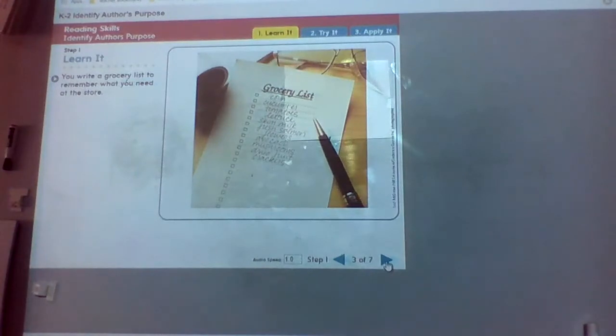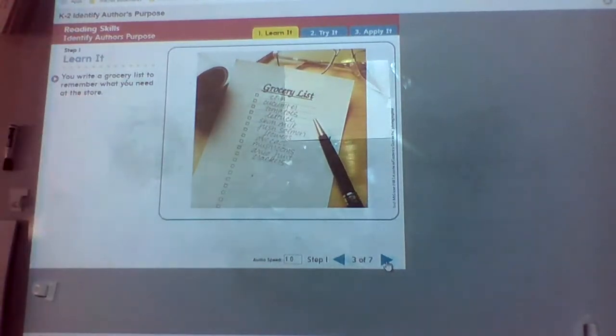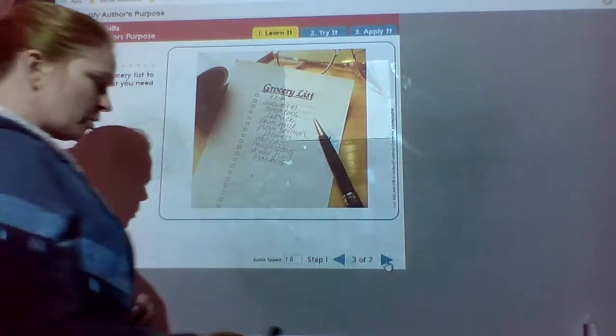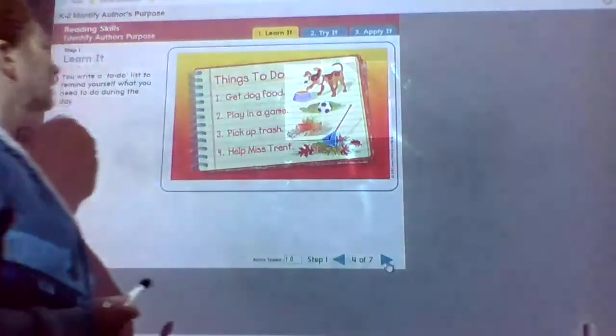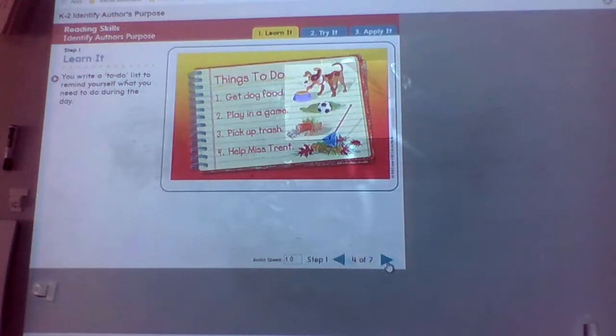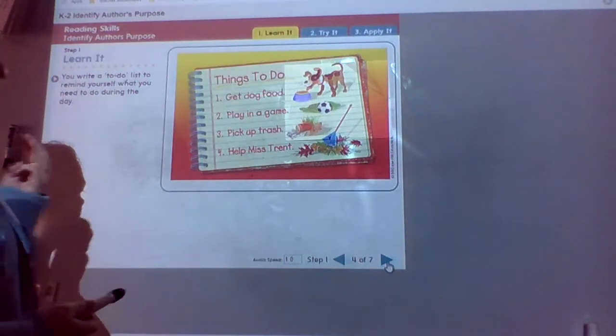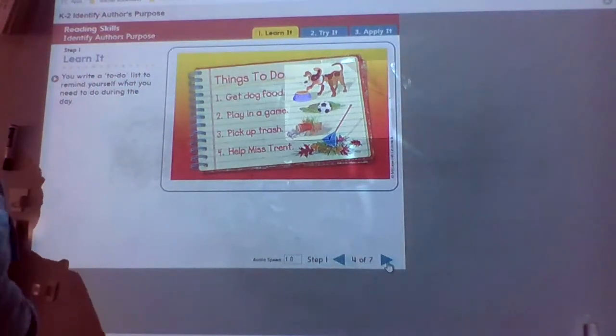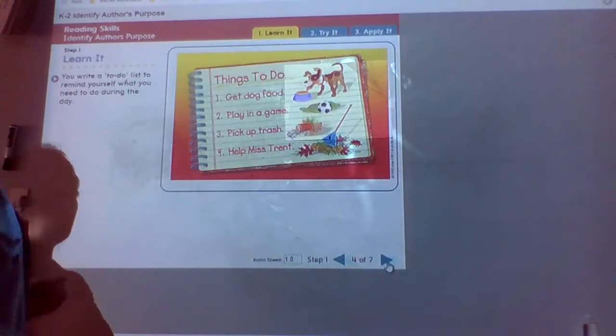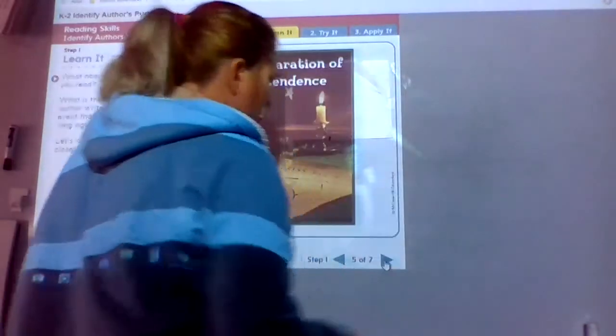You write a grocery list. You're an author of a grocery list. Why are you writing a grocery list? To help you remember what you need. There's a purpose. Okay? You write a to-do list. What do I need to do today? I need to get dog food. I need to play in a game. I need to pick up trash. I need to help Mrs. Trent. Okay? You write a list. You're an author of the list. It's a to-do list. The purpose is to remind you to do things.